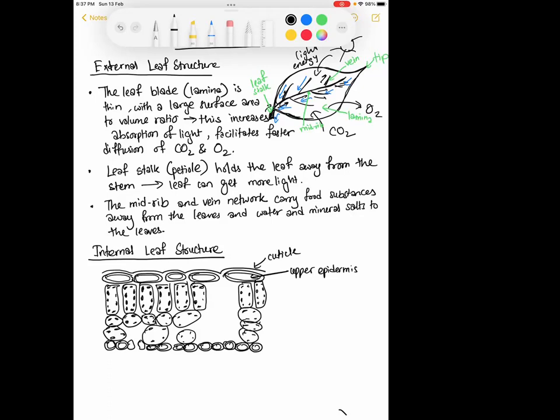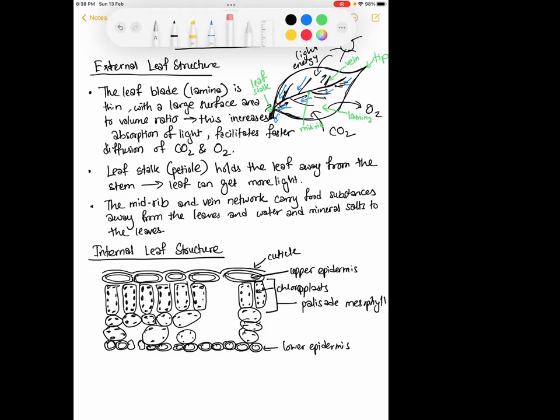Yeah, so I already mentioned the dotted things are chloroplasts. And this layer right here is actually called palisade mesophyll. Okay, like I said, these ones are lower epidermis. And the lower epidermis does not have a cuticle.